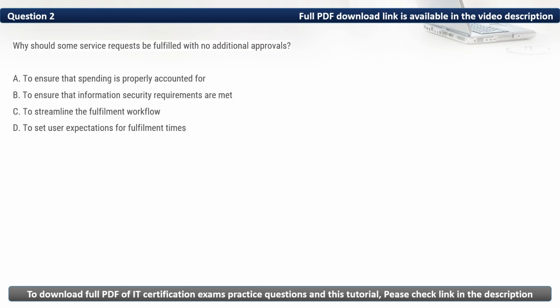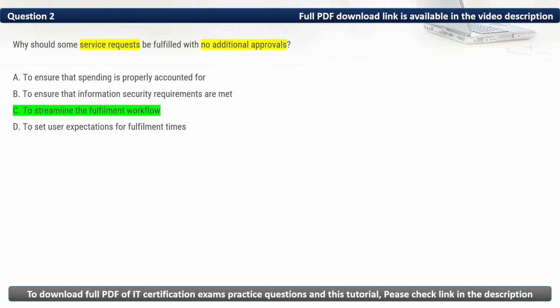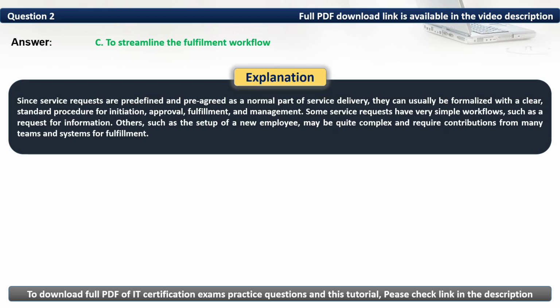Question 2. Why should some service requests be fulfilled with no additional approvals? Here in this question, this should be done to streamline the fulfillment workflow. Thus, the correct option is C. Since service requests are predefined and pre-agreed as a normal part of service delivery, they can usually be formalized with a clear standard procedure for initiation, approval, fulfillment, and management.